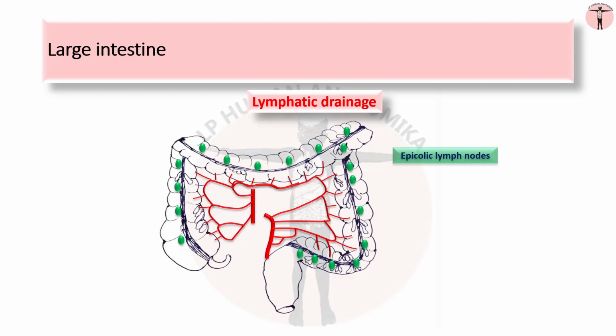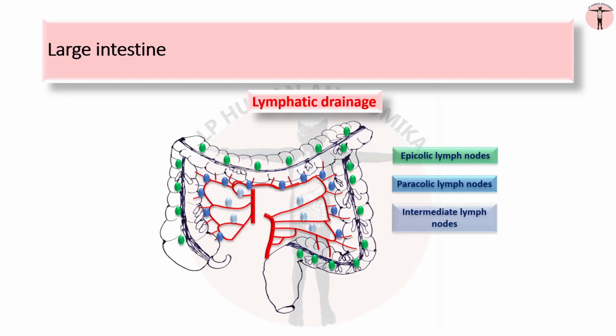Epiploic nodes are small nodules and lie on the wall of the colon. Paracolic nodes lie very close to the marginal artery along the mesenteric borders of the colon. Intermediate colic nodes lie along the branches of the arteries. Pre-terminal nodes lie along the trunks of the superior and inferior mesenteric arteries.